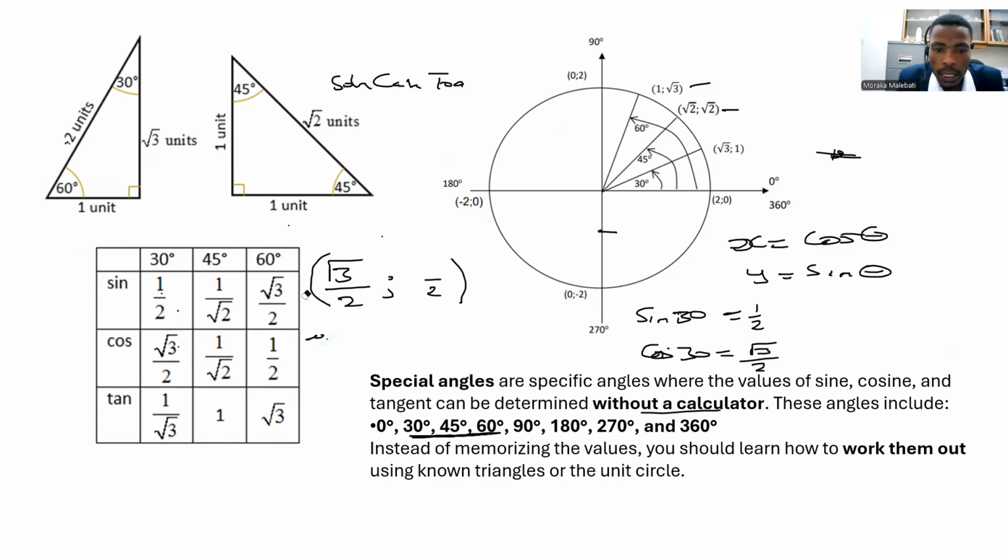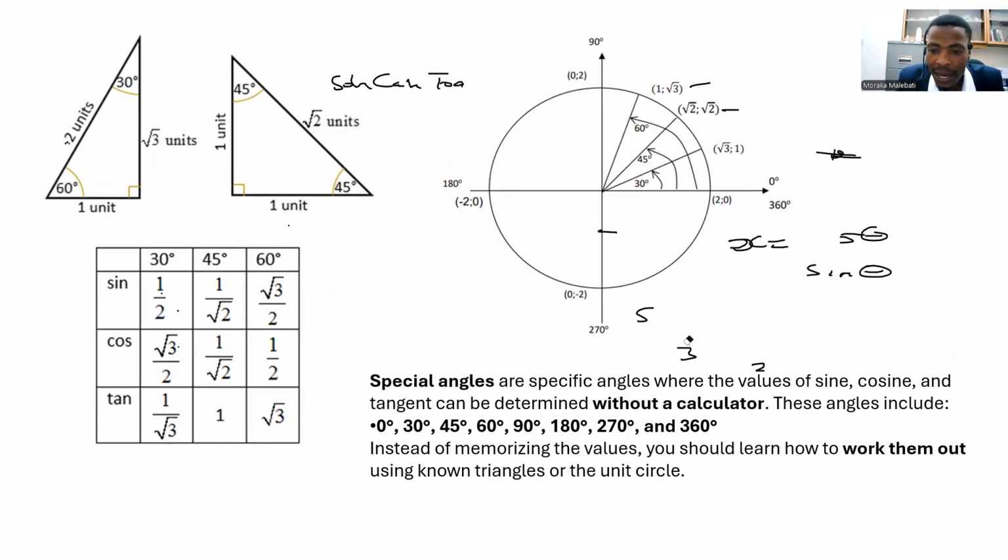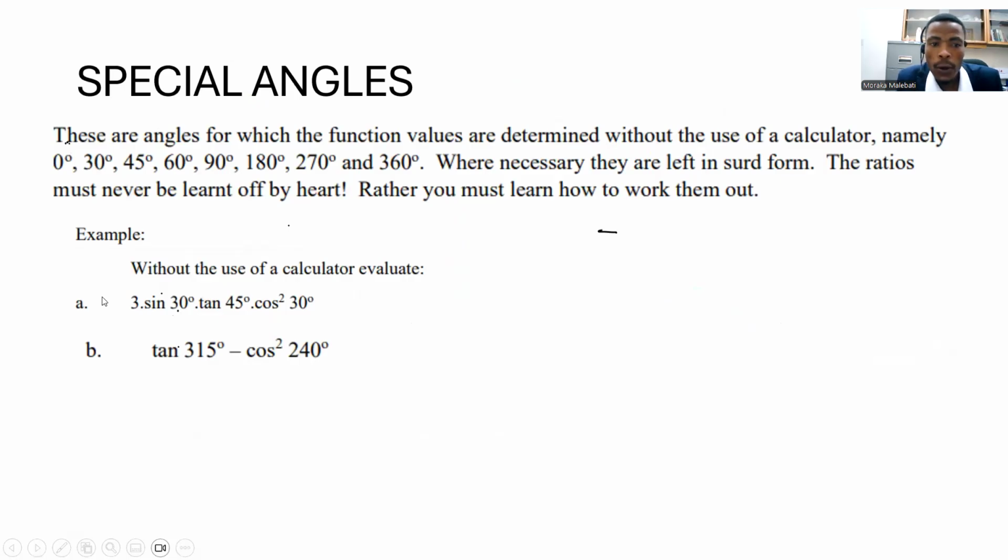Ladies and gents, let's move on. I think we are already consuming a lot of time, but I hope you are following. All right, so these are the special angles that we're talking about. Now, without the use of the calculator, determine 3 sine 30 tan 45 minus cos squared 30. I hope these make sense.